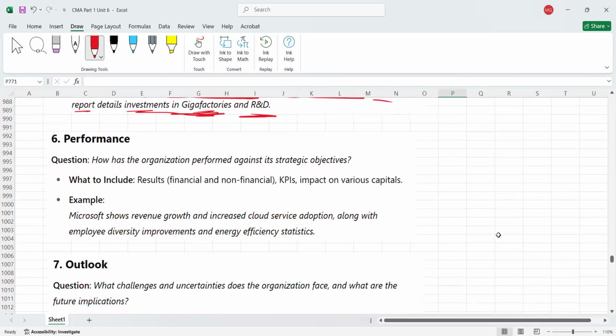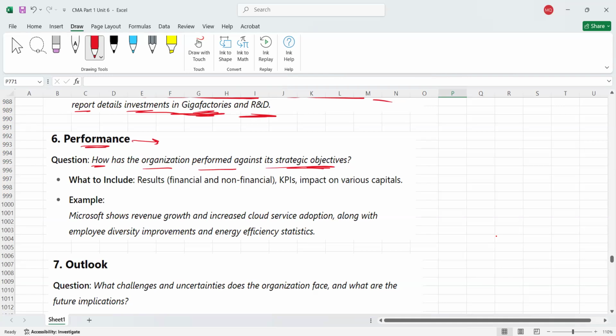And the number six section is performance. In this section, generally we answer this question: how has the organization performed against its strategic objectives? Simply because you are trying to assess your performance. Previously you set the target, the strategic goal, right? Now you are assessing your performance against its strategic objectives.